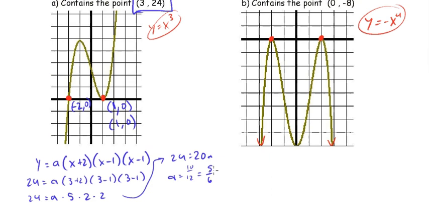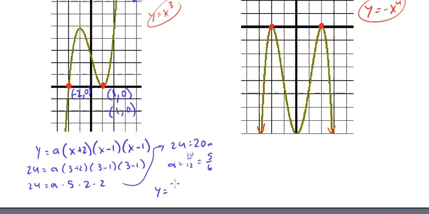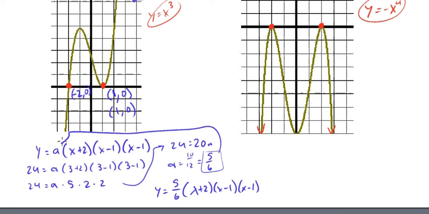Do complete the question and ask for the equation. So we're going to have y equals 5/6 times x plus 2 times x minus 1 times x minus 1, or just x minus 1 squared would also work. We're taking that a value, plugging it right back in for a.